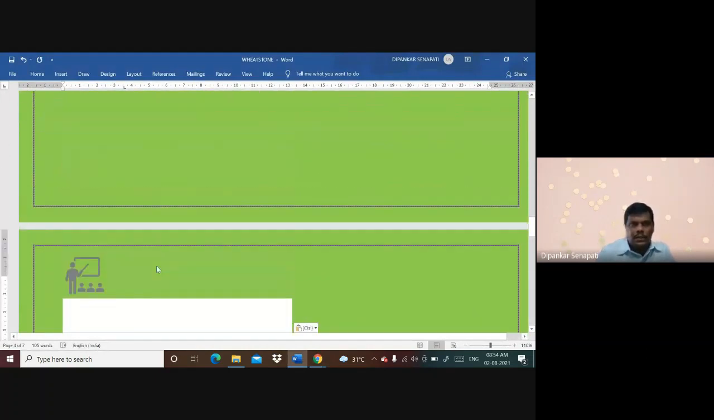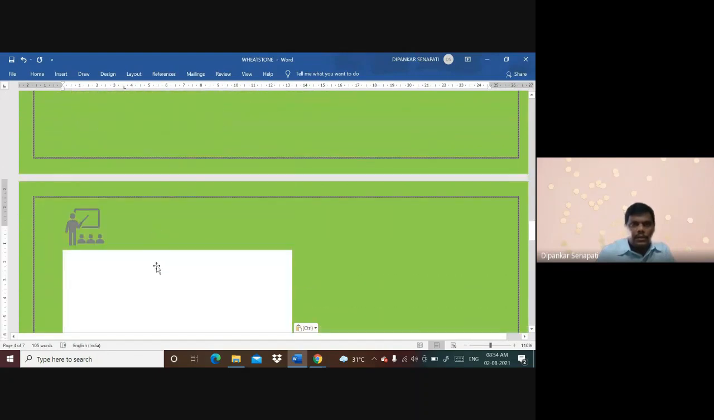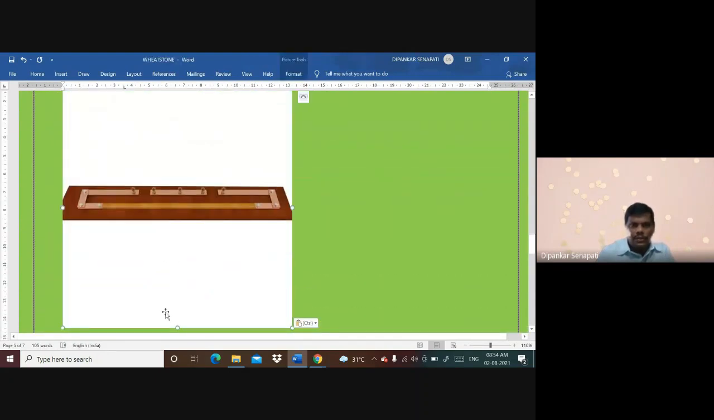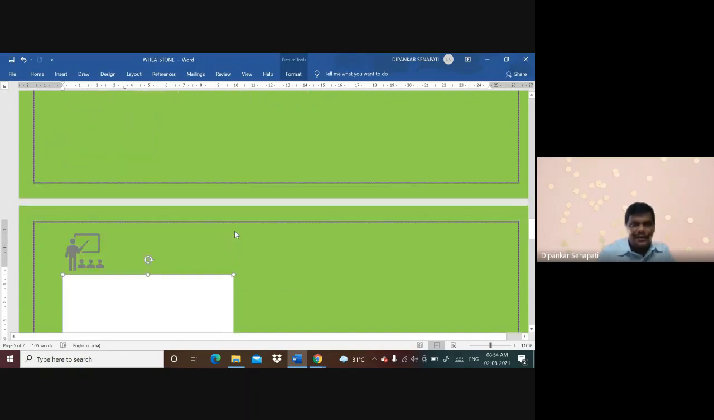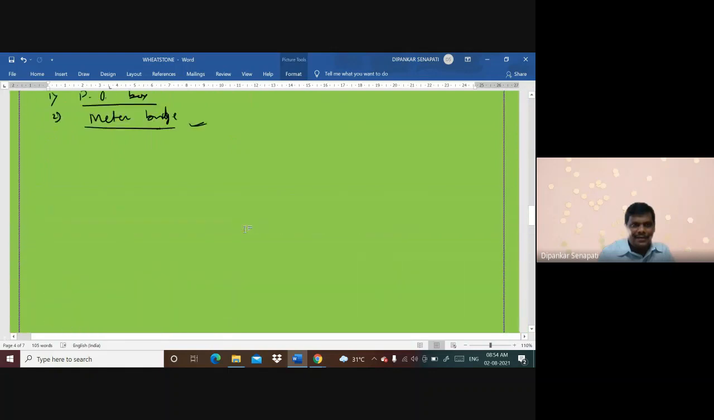Yes, this is a meter bridge. What is a bridge? This bridge is nothing but a single wire placed on a wooden plank. Nothing more than that.